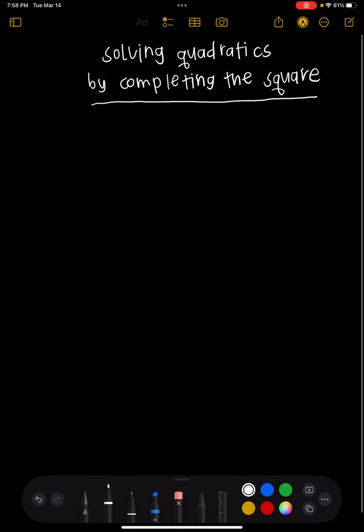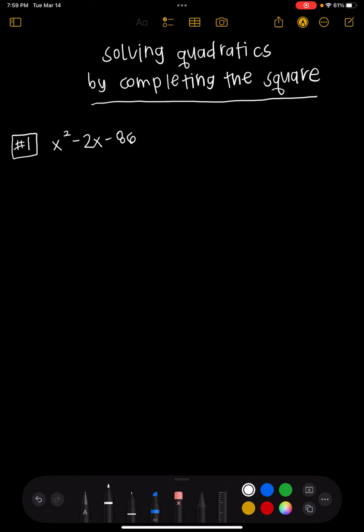So we're going to just start with the first example, and I'll show you the steps in this first example. It's x squared minus 2x minus 86 is equal to 0. So the first step is to get the x's on one side and then the chunk without the x on the other side. So I'm going to add 86 to both sides. I add 86 because right now it's a minus 86, so to get rid of it we do the opposite and add. And what that's going to give me is x squared minus 2x equals 86.